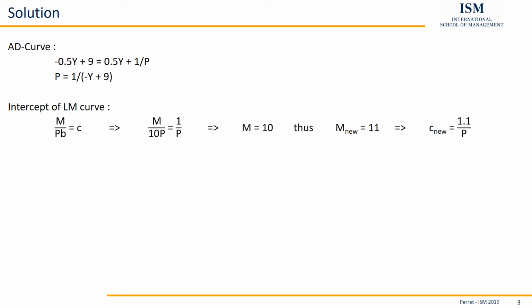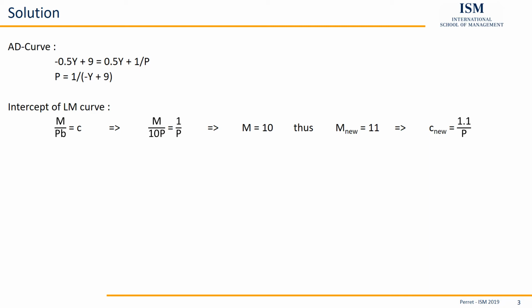B we know is 10, so we can insert this here. And from our LM curve, we also know that C is 1 divided by P. So we get M divided by 10, P equals 1 divided by P. So we get, in this situation, a money supply of 10. Okay, so we have a money supply of 10 before, then the money supply increases by 1 unit, giving us a new money supply of 11.